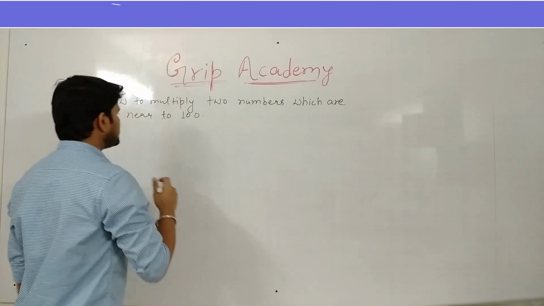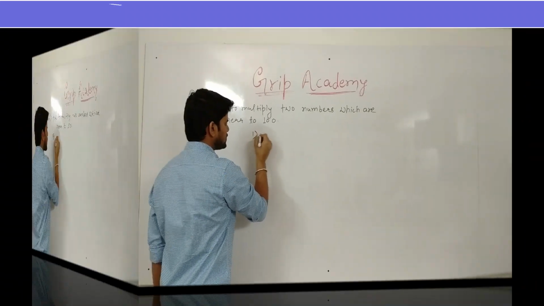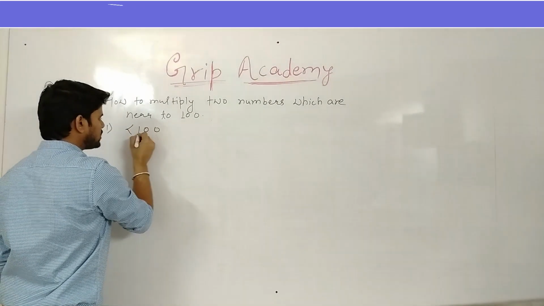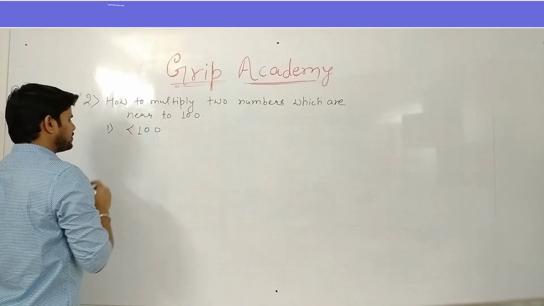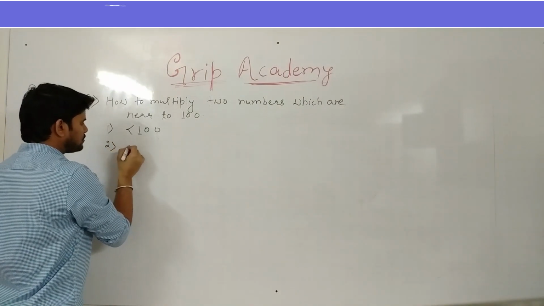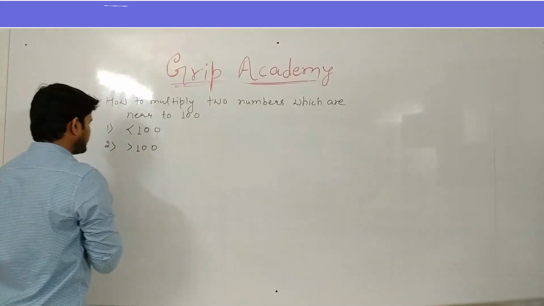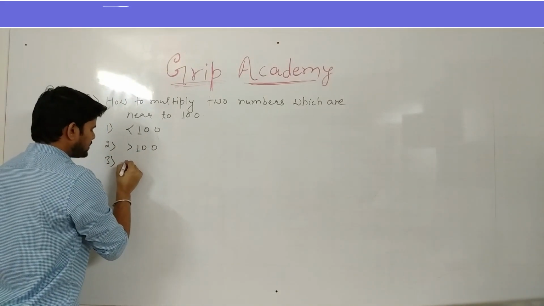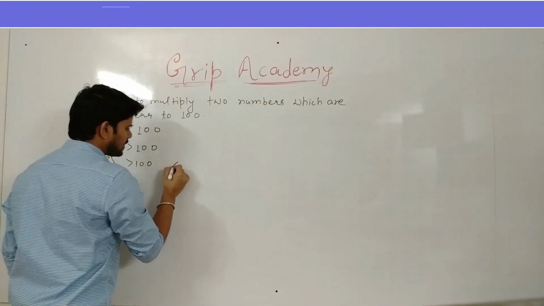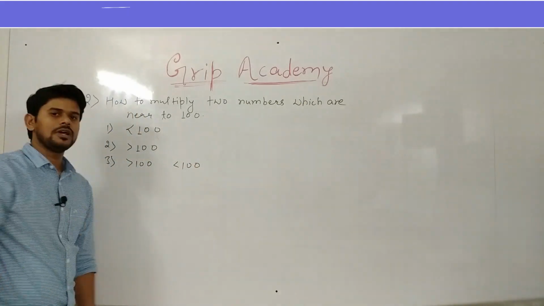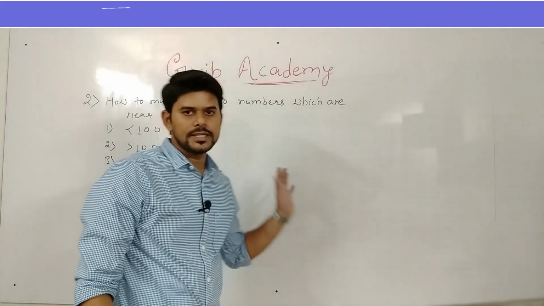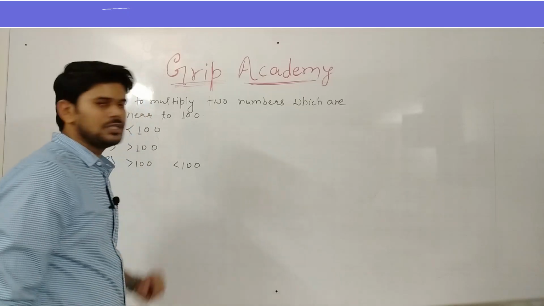So we will see all these cases. Basically there are three cases here. The first case is both the numbers are less than 100. The second case is both the numbers are greater than 100. And the third case is one number is greater than 100 and another number is less than 100. We will see all the three cases here.